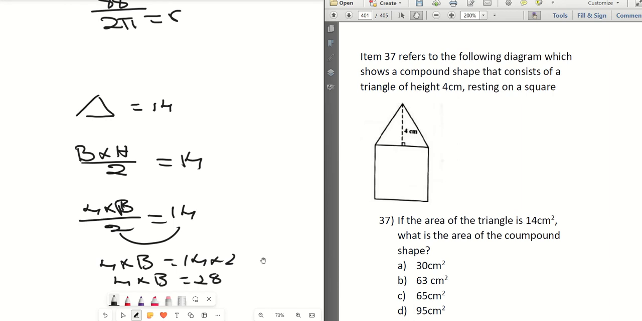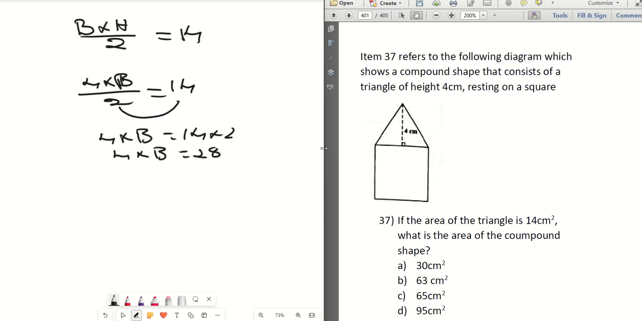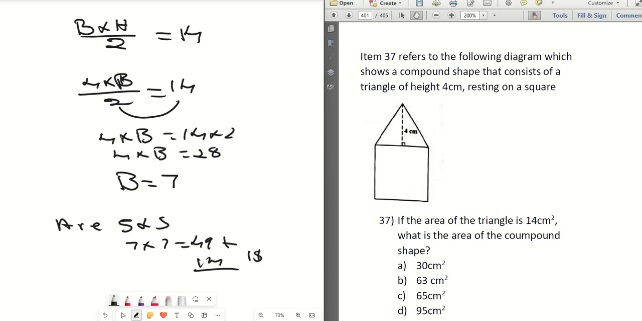What multiplied by 4 will give you 28? That's 7, so base is equal to 7. That means this side here is 7. It is a square, so all sides are 7. So the area of your square is side times side, which is 7 times 7, equal to 49. 49 plus the area of your triangle, 14: 9 and 4 is 13, 4 plus 1 is 5, 5 plus 1 is 6, so the answer is 63. So the answer for number 37 is B.